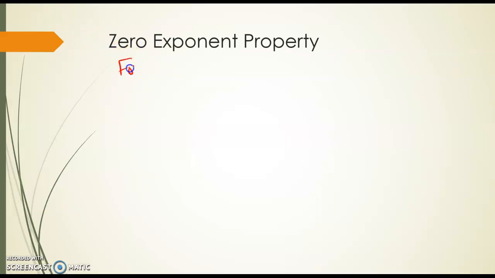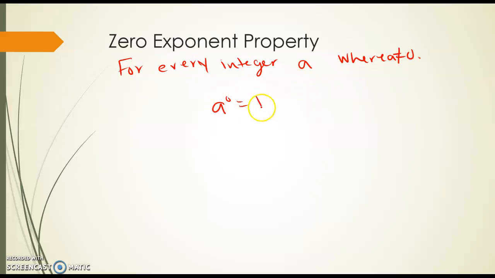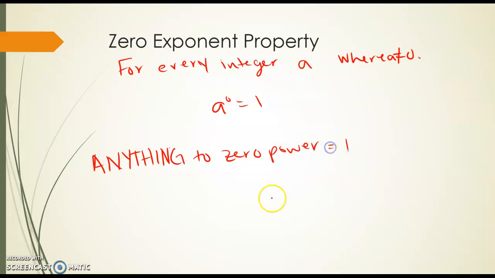The definition for that is that for every integer, we're going to give it the placeholder a, where a does not equal 0, the following is true. A to the 0 equals 1. This is for anything. Anything to the 0 power equals 1.